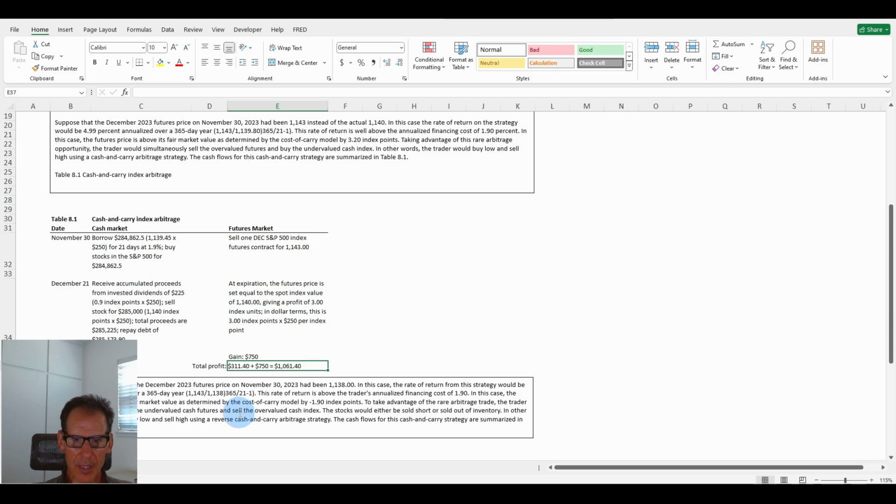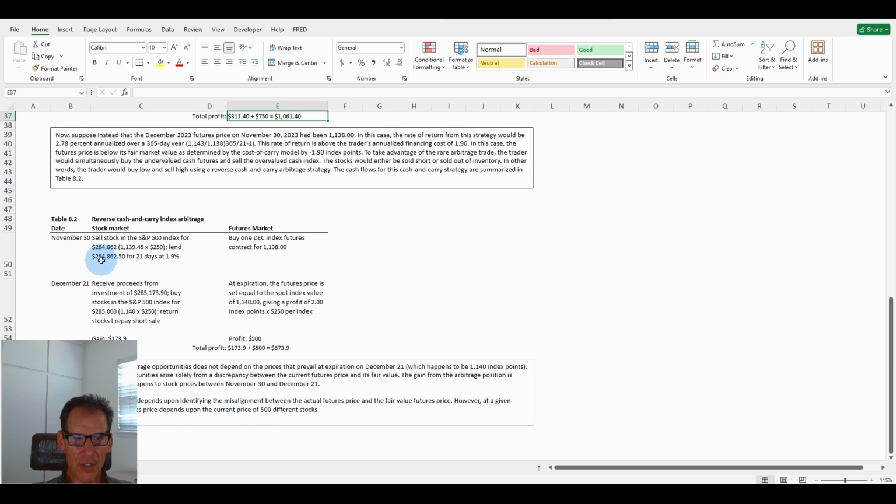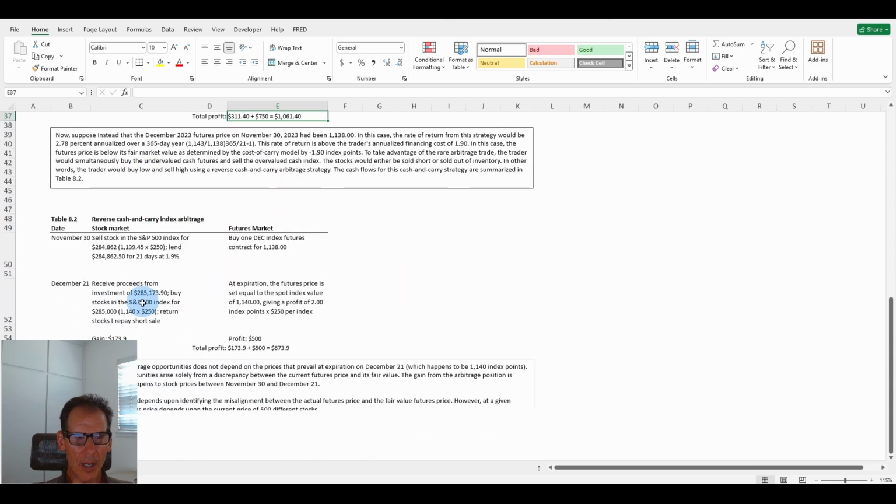The cash flows for this strategy are summarized below. You sell stock in the S&P for 284. Before, what we were doing, we borrowed. Now you're shorting. You're going to lend that 284 for 21 days at 1.9%. You buy 1 December index future contract for 1138.